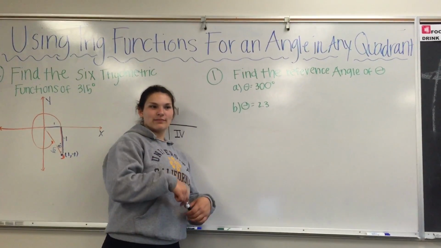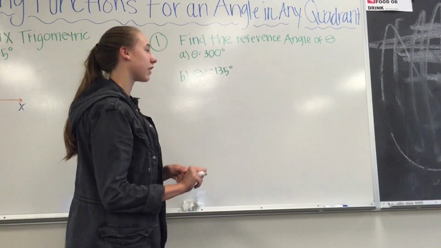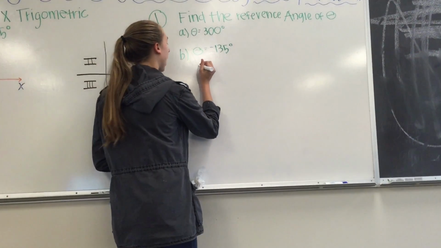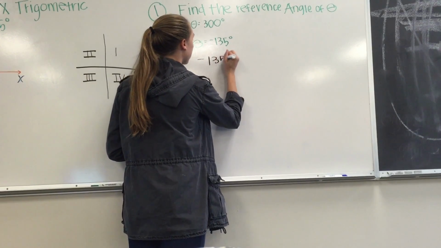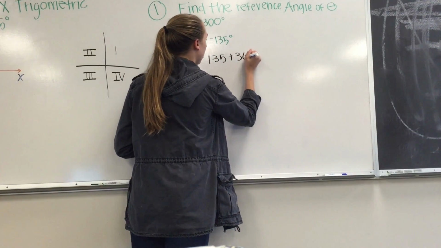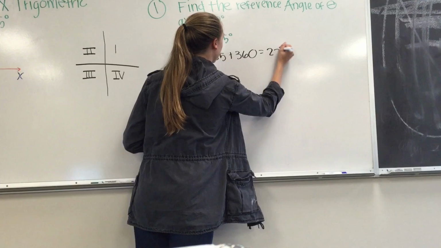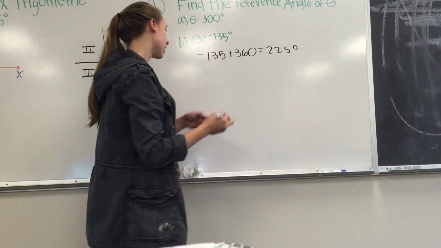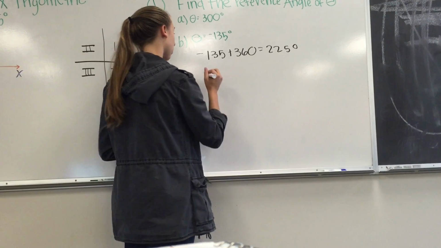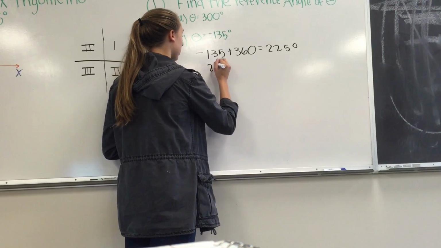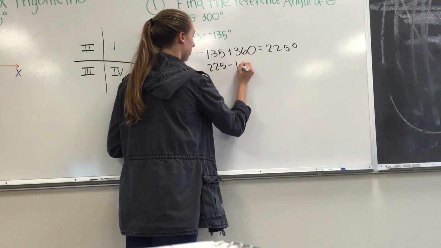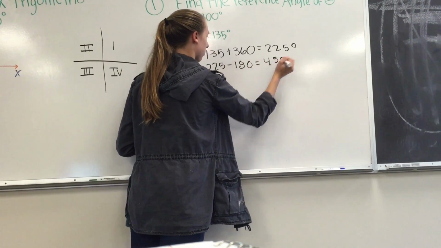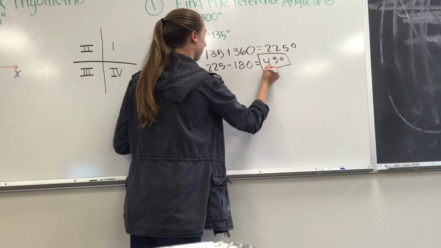Cameron, why don't you come on up here and try part B? The first step is to find the coterminal angle of negative 135. To do this, you add 360 to negative 135 to get 225 degrees. 225 degrees is in quadrant 3. So what you have to do is subtract 180 from 225 to get 45 degrees, which is your reference angle.